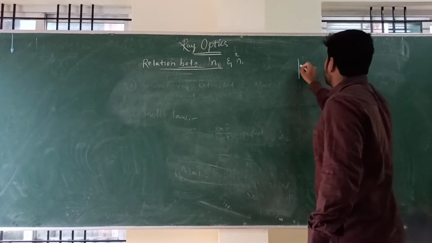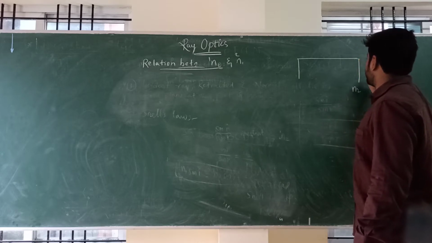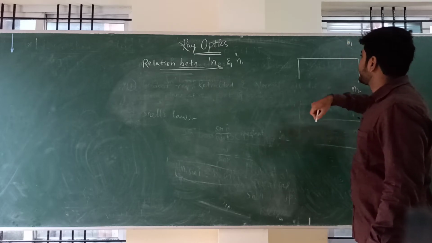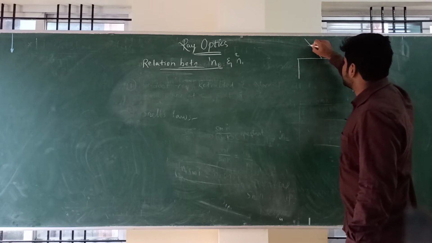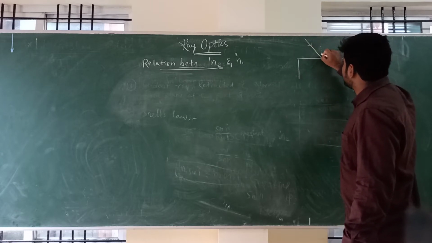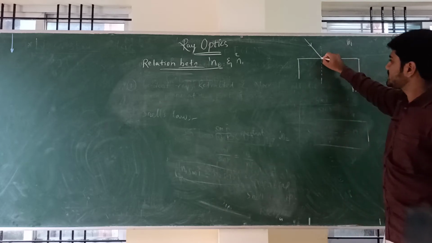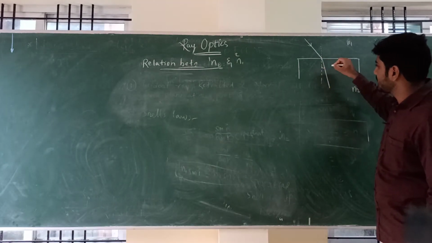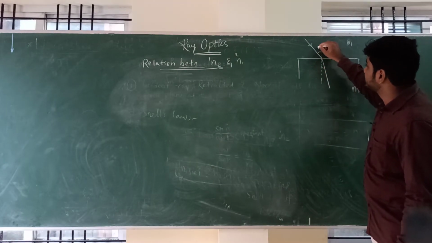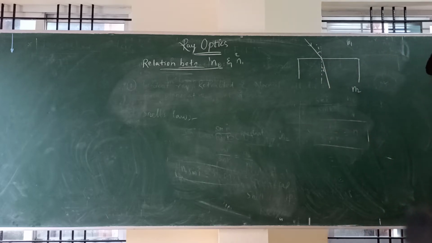So I am taking one glass here. This is a glass with refractive index n2, and this is n1. Now I am taking one ray of light which is incident here. This will be the normal. After this, refraction will take place, so the ray will bend towards the normal. This is the angle of incidence and this is the angle of refraction.